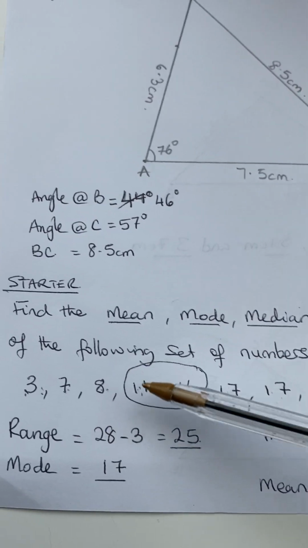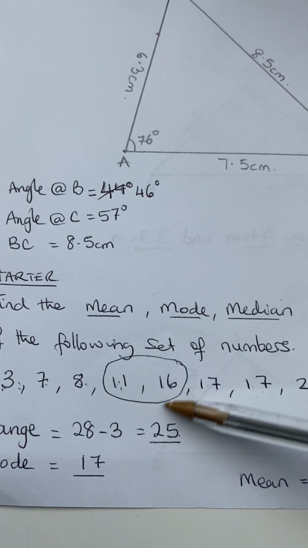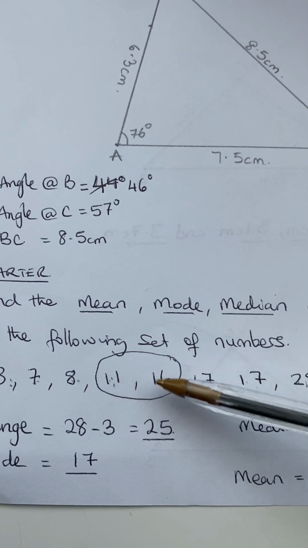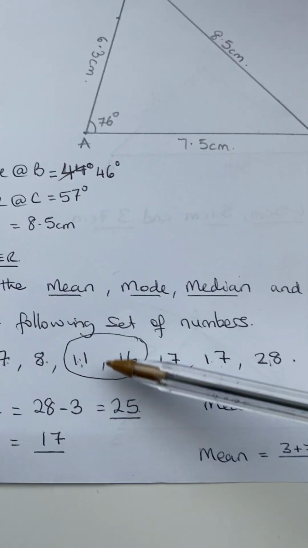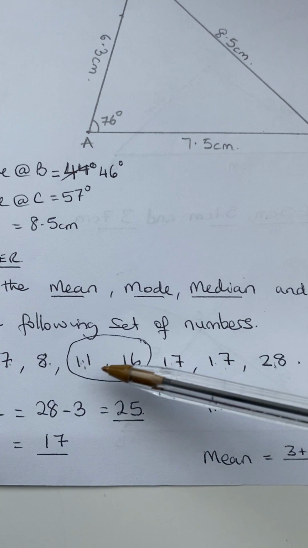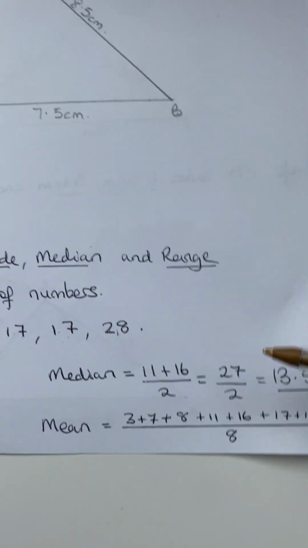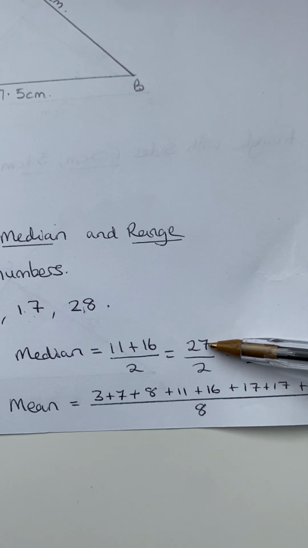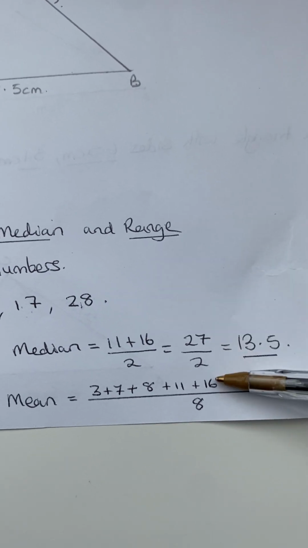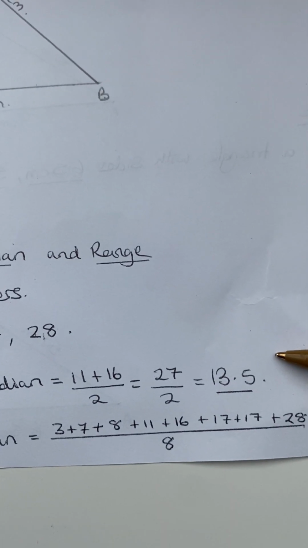The median is the middle mark. If there are two middle marks, we add them up and divide by 2. Here we have two of them, 11 and 16. So we add them up and divide by 2. If you add them up, it's 27 divided by 2, which is 13.5.